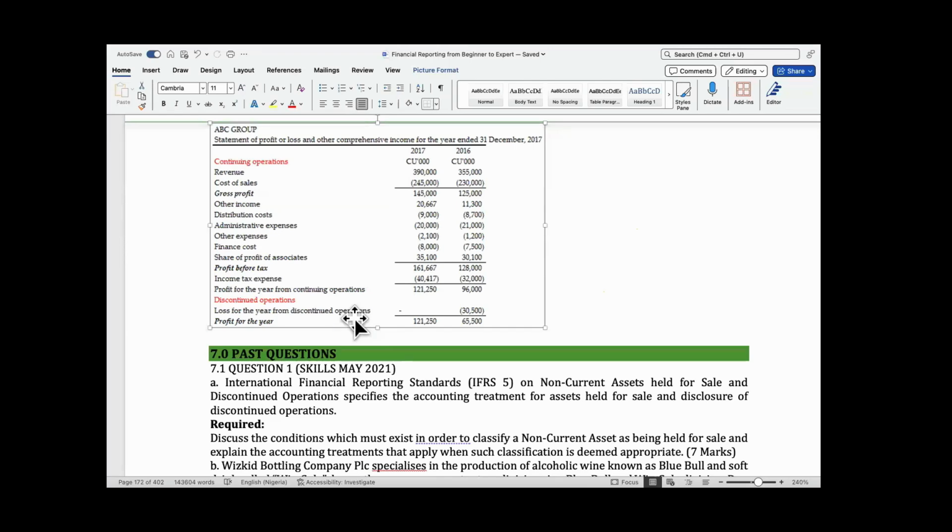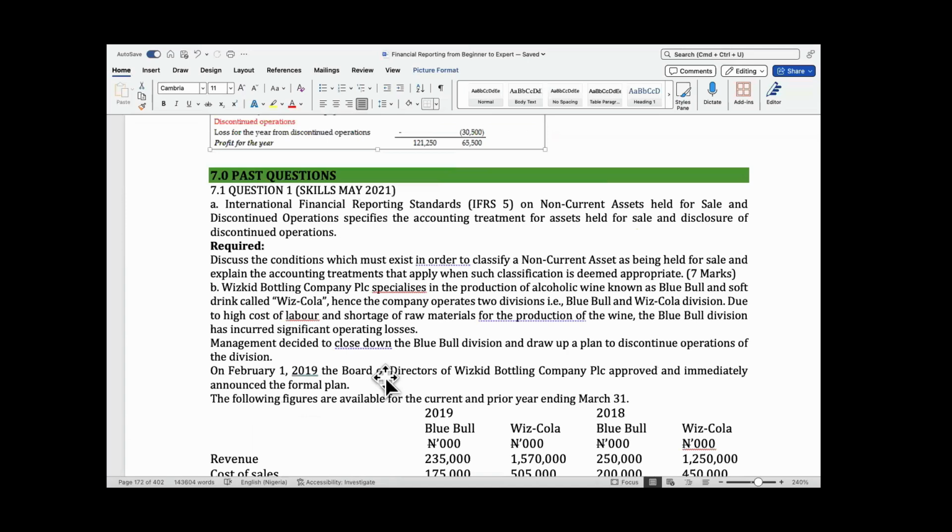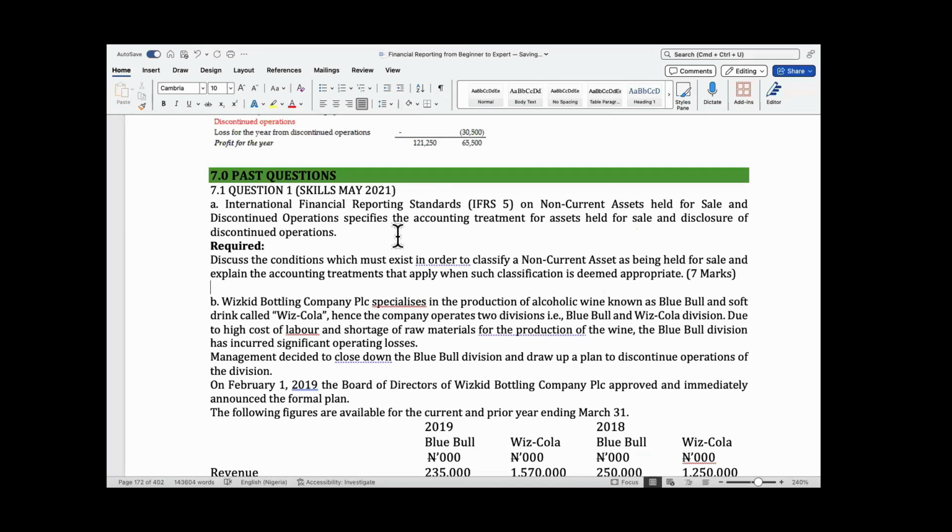And I have asked this particular question severally. There was a question they asked that you should discuss the conditions that must exist in order to classify a non-current asset as held for sale and explain the accounting treatment when such classification is deemed necessary. So those 7 points that I made first, those are the conditions.